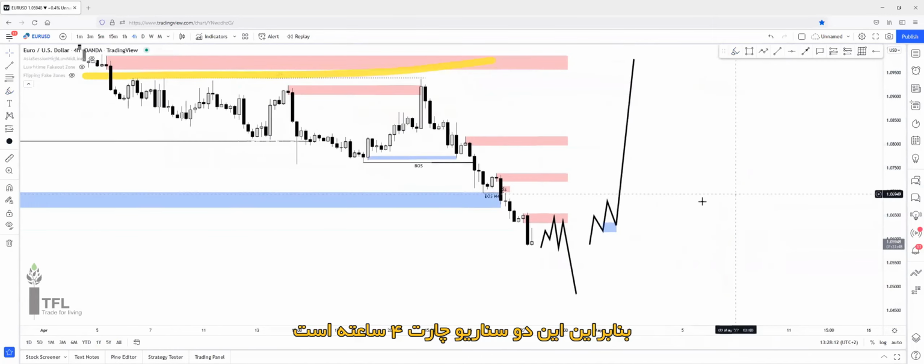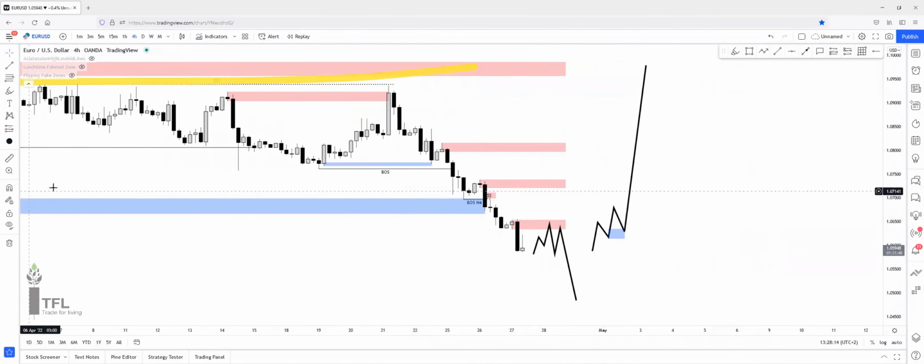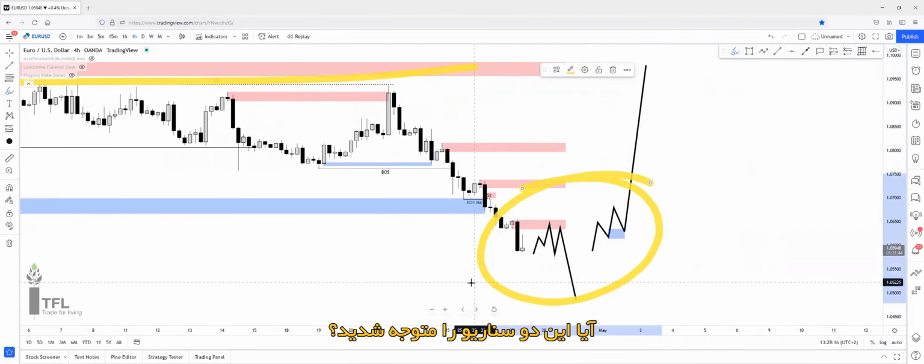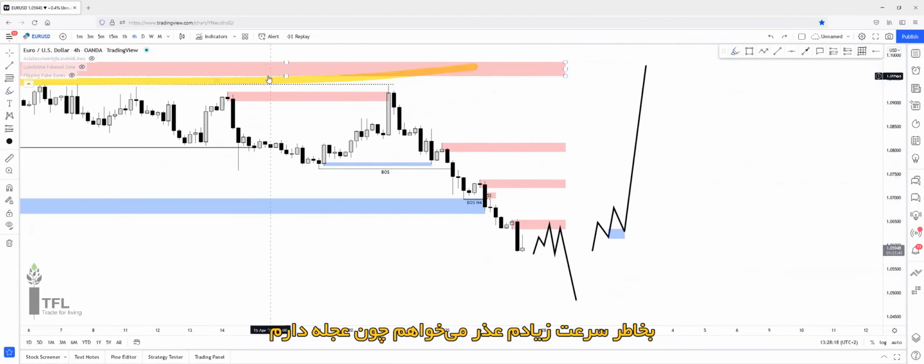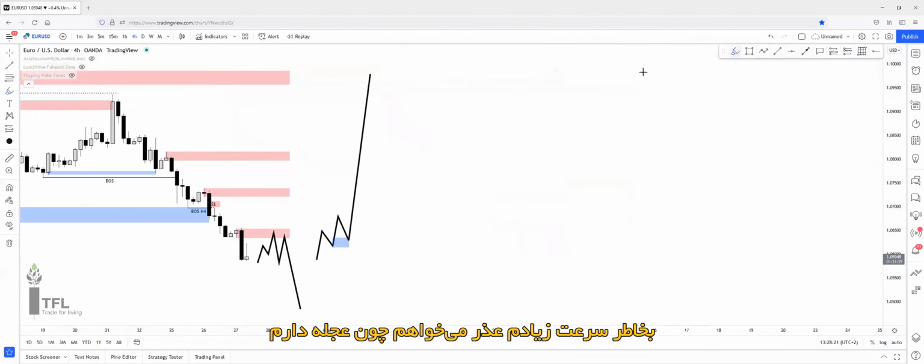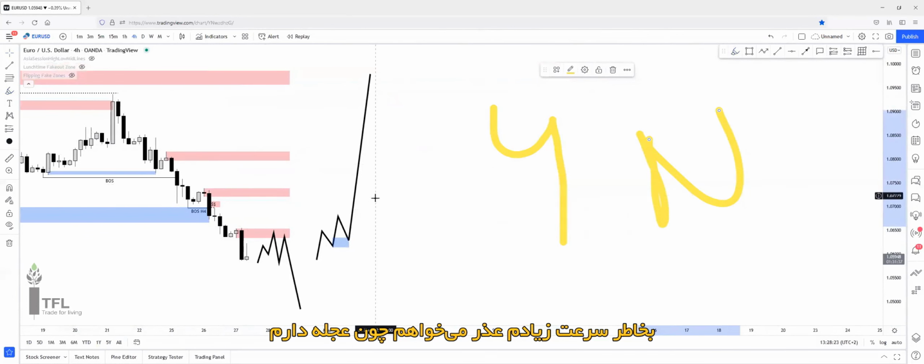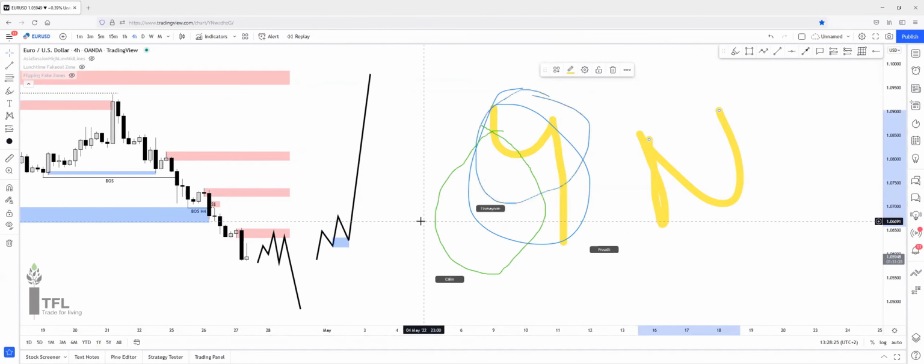So these are the two scenarios on the 4-hour chart. Is it understandable, these two scenarios? Sorry for my speed, but let me just put this right here. Sorry for my speed, but as I said, I'm in a hurry.